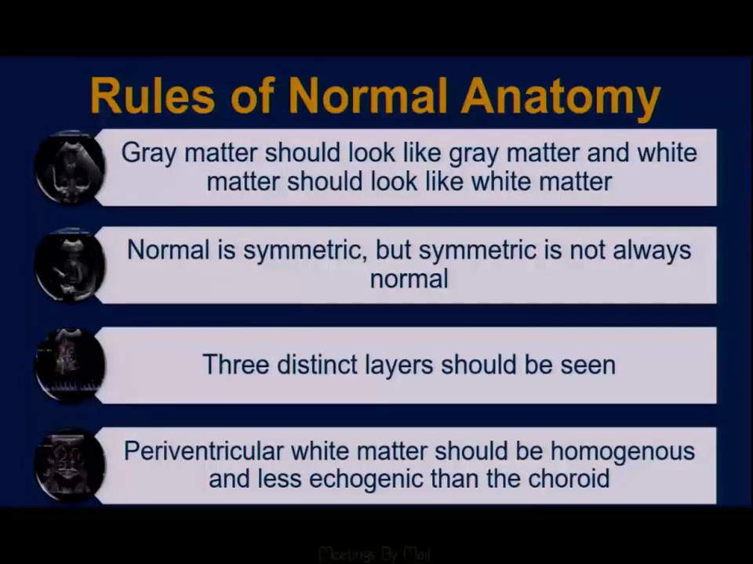Remember that normal is symmetric, but symmetric is not always normal. Remember that you should see the 3 distinct layers of the pia, the gray matter, and the white matter. And then remember that you can see this periventricular white matter, and it should be hyperechoic, but it should be relatively homogeneous, it should be relatively symmetric, and most importantly, it should be less echogenic than your choroid plexus, which is generally the most echogenic feature that you'll see in the neonatal head.